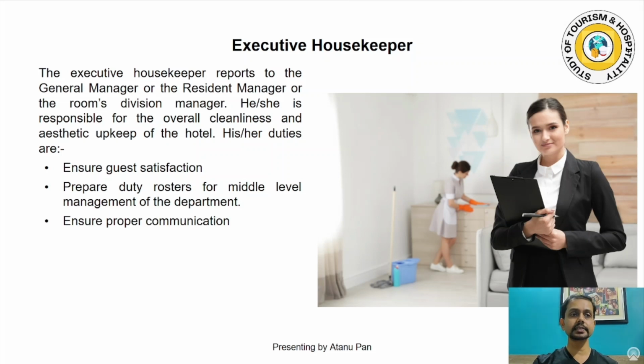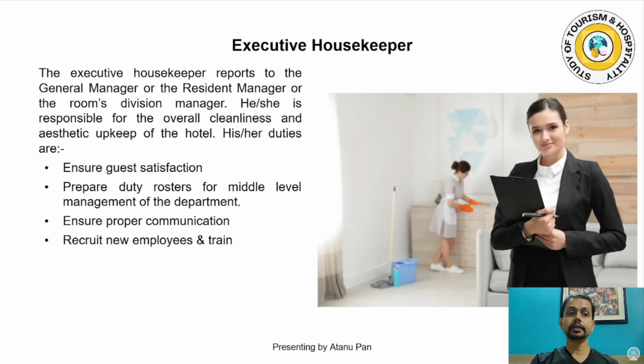Next is ensuring proper communication. This is very important, because if there is a communication gap, then there will be a huge problem in the service, because the housekeeping department performs on the basis of communication from other departments. The front office department communicates with the housekeeping department regarding occupancy, arrivals, and departures, and the housekeeping department performs on that. Also the housekeeping department communicates with them regarding the preparation of the room, like the decoration of the room, and not only with the front office department, but with the F&B department, the engineering department, and all other departments. The executive housekeeper ensures that there should be no barriers in the communication. All the communication barriers should be avoided. All right.